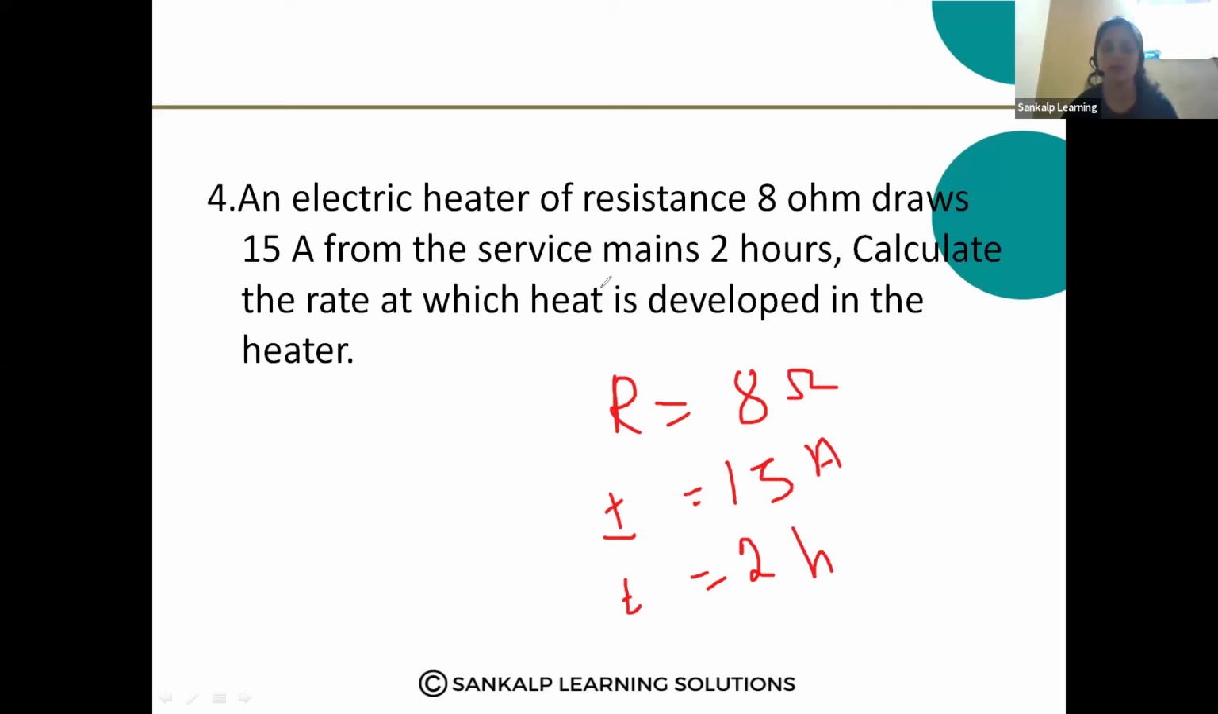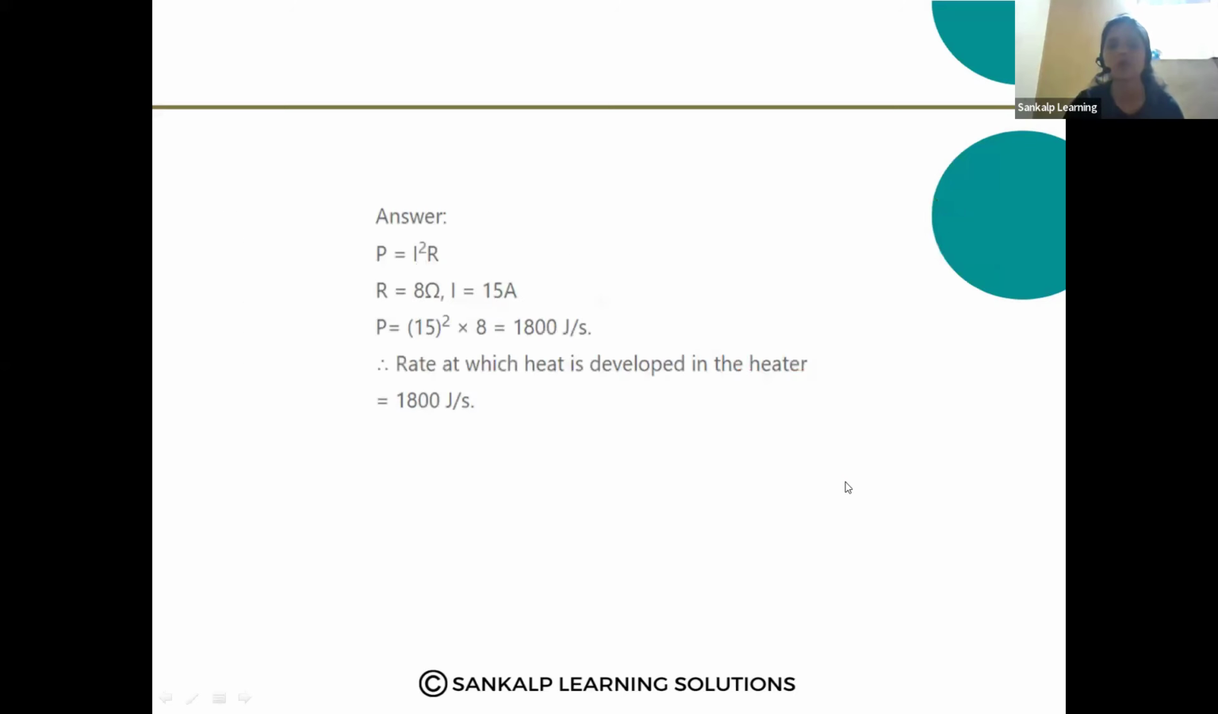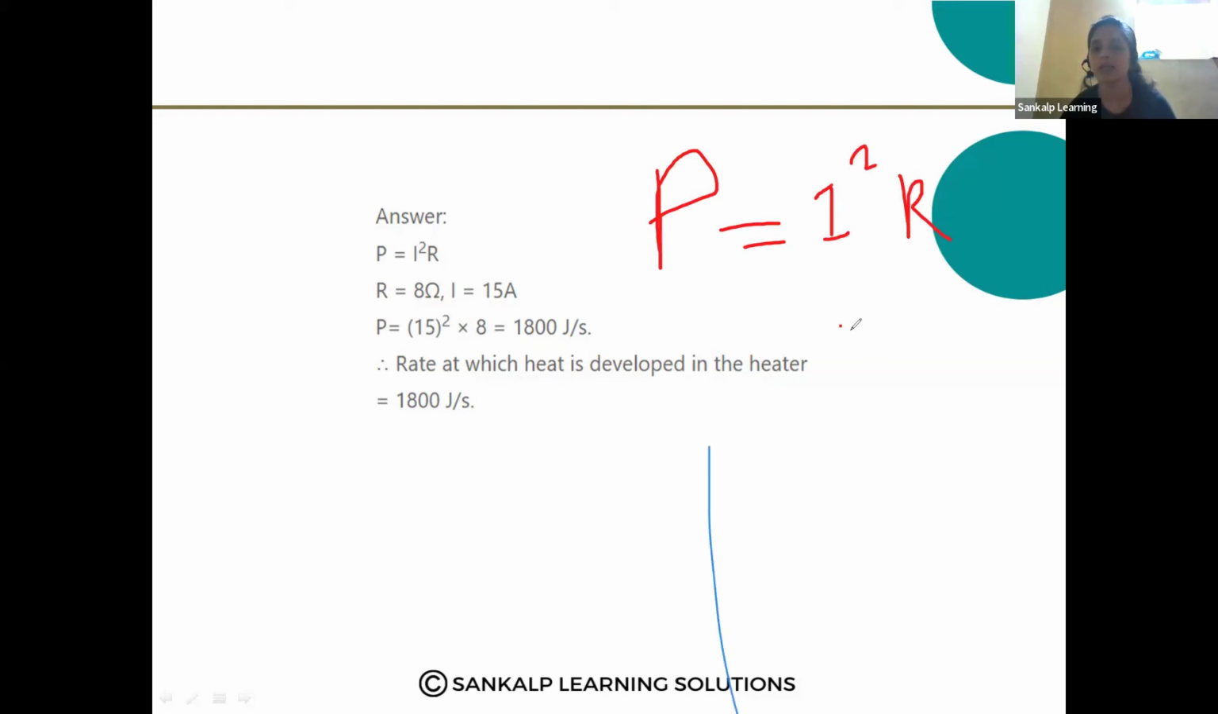Okay, so this much data is given. So which formula will you apply? P is equal to I square into R, right? Power we have to find out. Power means heat we have to find out. Heat, that is power, we have to find out. I square into R. We know the I, that is 15 ampere, right?